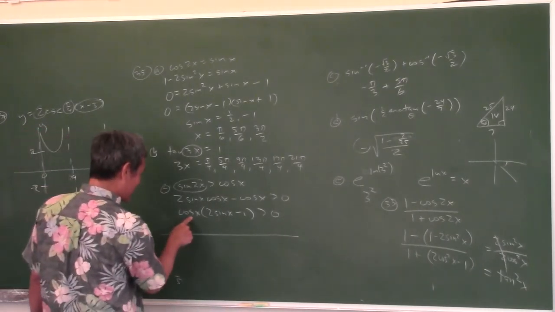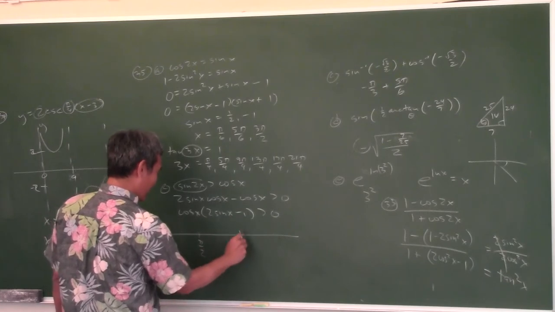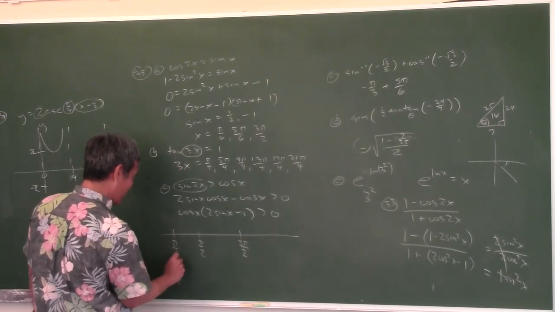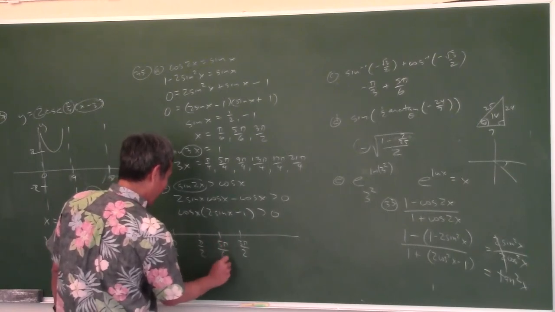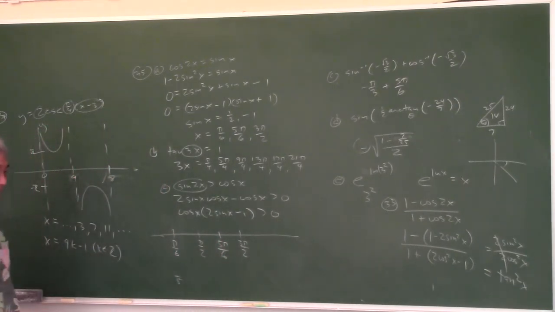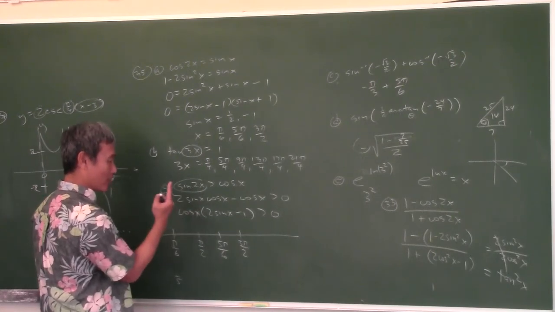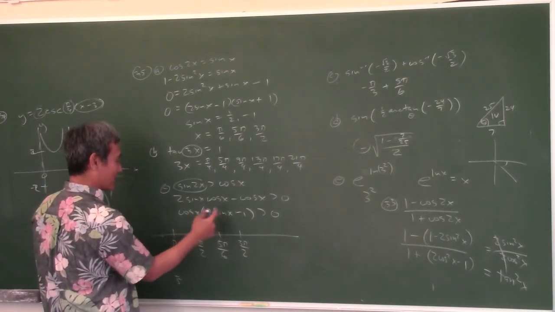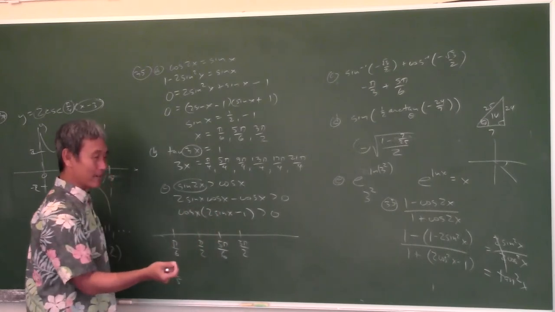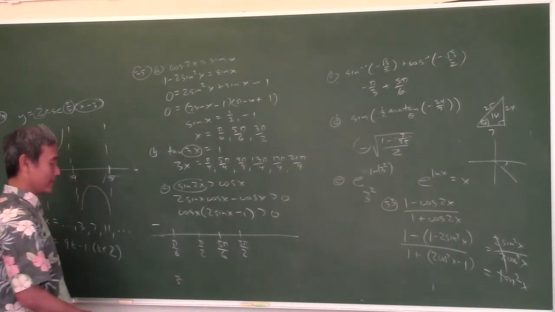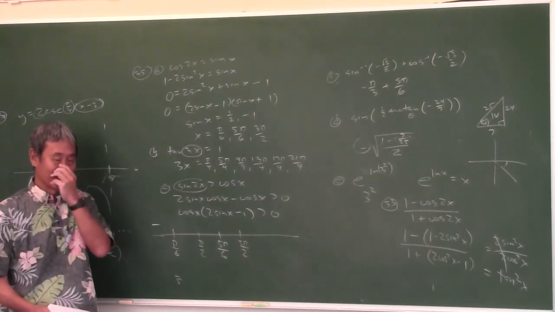Okay, what makes this thing 0? Pi over 2, 3 pi over 2. What makes this factor 0? Pi over 6 and 5 pi over 6, right? And then you test the number line. Think of a number over here like 0. If I plug in 0, cosine of 0 is 1, which is positive. Sine of 0 is 0. 0 minus 1 is negative. Positive times negative, negative. And then just alternate signs.